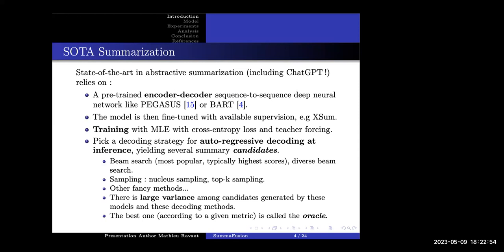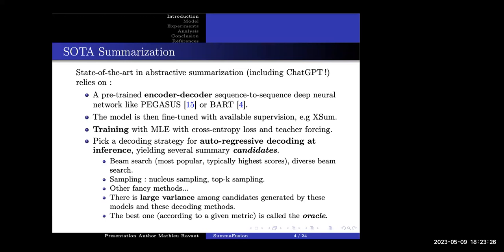Now at inference, it's a little bit different. At inference, we're trying to generate a summary, so we need to pick a decoding strategy for autoregressive decoding. And such a strategy actually produces several possible summary candidates, right? We have beam search, which is the most popular strategy. It typically leads to the highest ROUGE scores, or BLEU scores in translation, or BERTScore. There are many ways to evaluate text generation. It's a big research area as well.